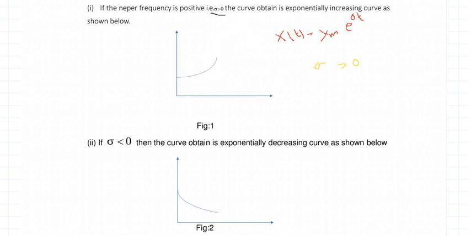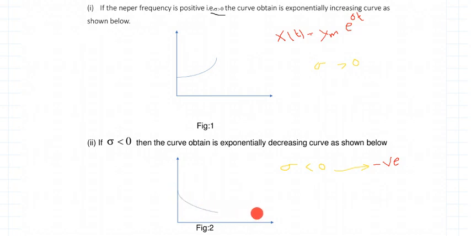And what happens in the next case? The same equation, but now I am considering sigma less than 0. What does sigma less than 0 indicate? It indicates that sigma takes negative values. Sigma is a negative value. So what happens to the power here? The exponential term is a function of negative values of sigma, which means it is an exponentially decreasing signal.